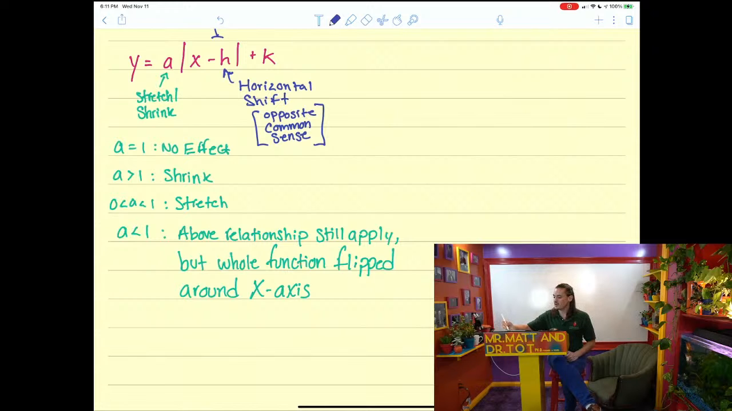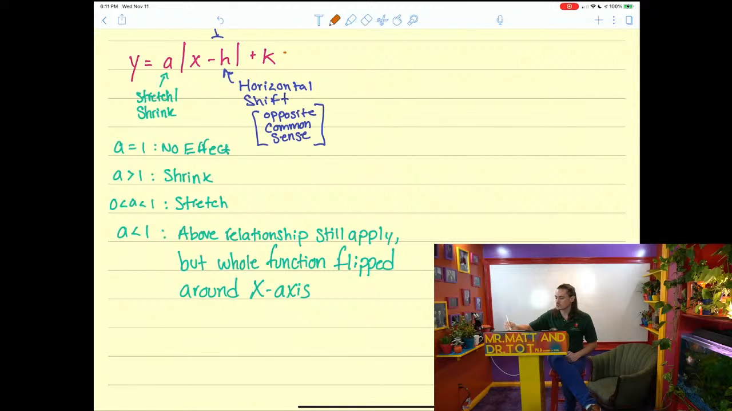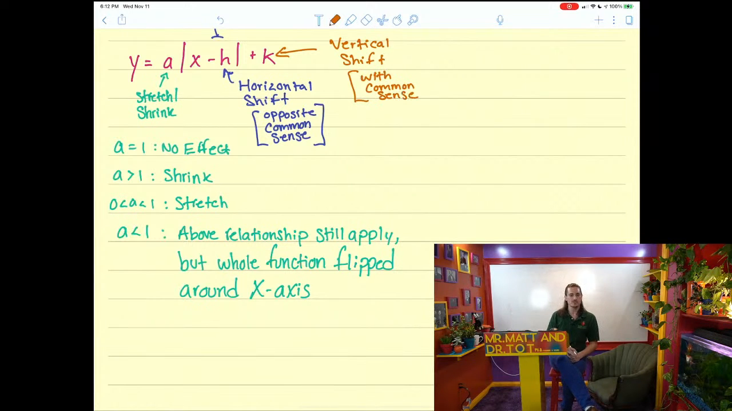And then the k value, that does not have a negative sign attached to it. That's your vertical shift, and that goes with common sense. So if it's +1, that means up 1. If it's -3, that means down 3, so on and so forth. We'll have more work on this in just a little bit.